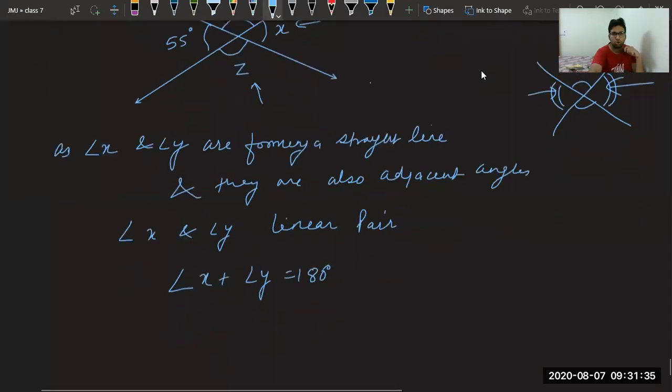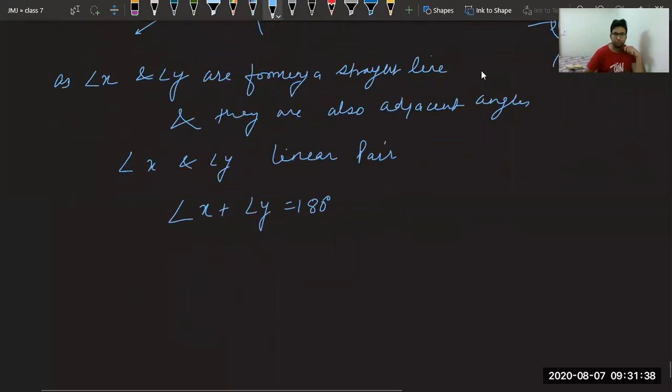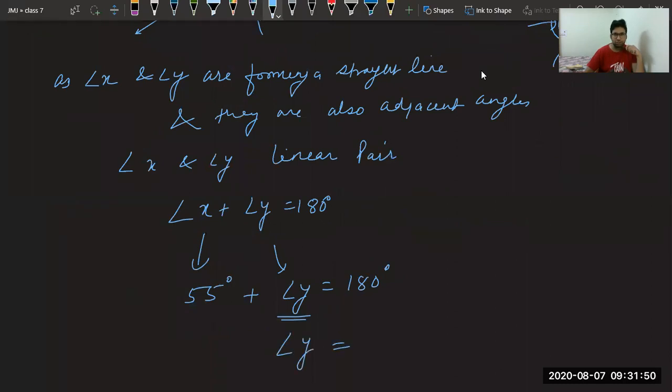And we can solve now because the value of X we all know is how much? 55 degree plus the value of Y, which is unknown. To find the value of Y, we will make it alone on the left hand side. This 55 will go to the right hand side. It becomes 180 minus 55. What is the answer? Everyone, what is the answer? Kritika, please explain. Okay. The answer is 125 degree.